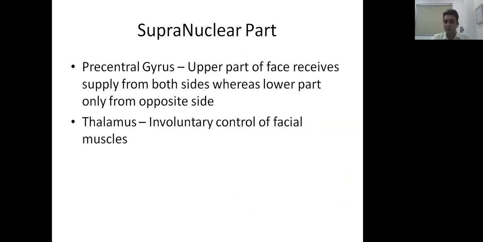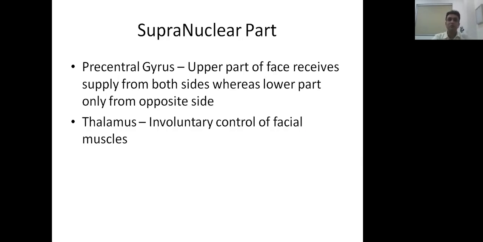The supranuclear part has connections with the precentral gyrus of the opposite side, and also the lower face is supplied by the fibers from only one side, that is only the opposite side of the cerebral cortex, whereas the upper part has connections with both the sides of supranuclear compartments.